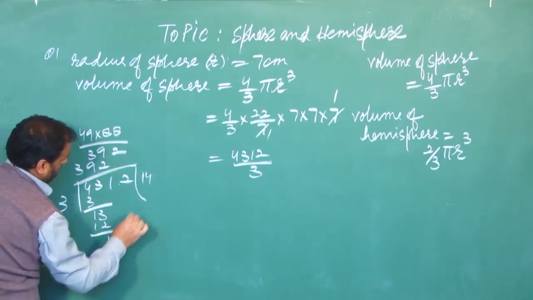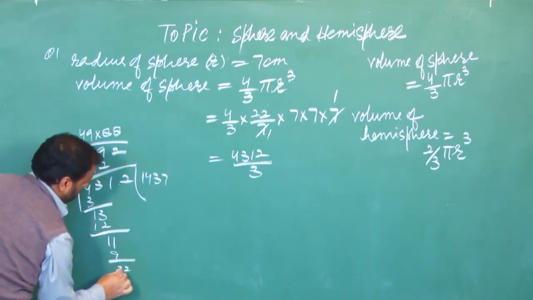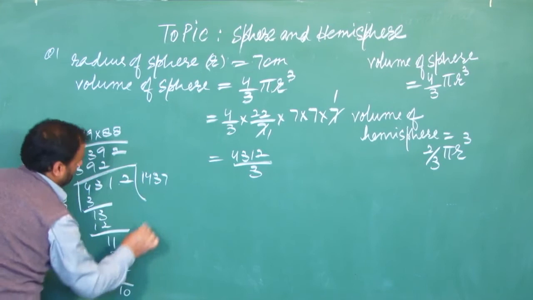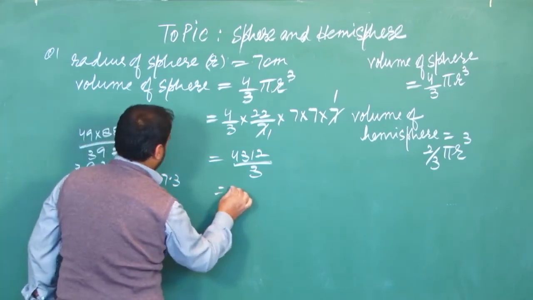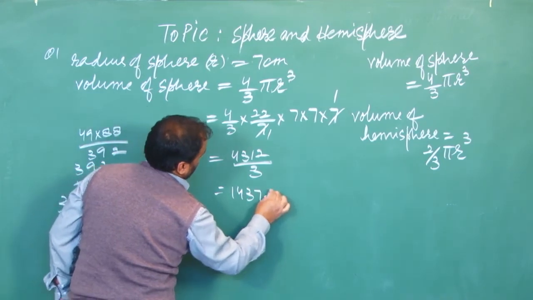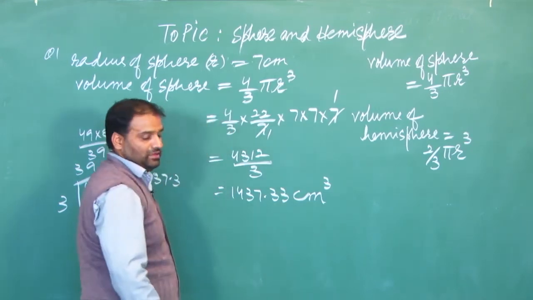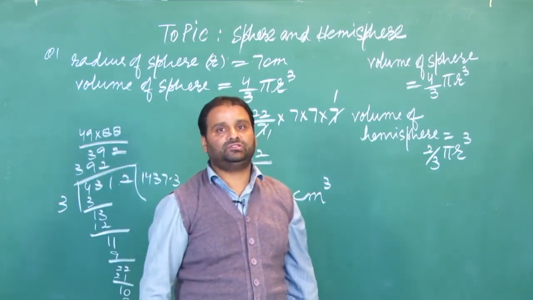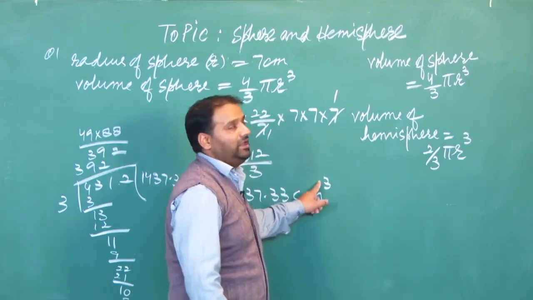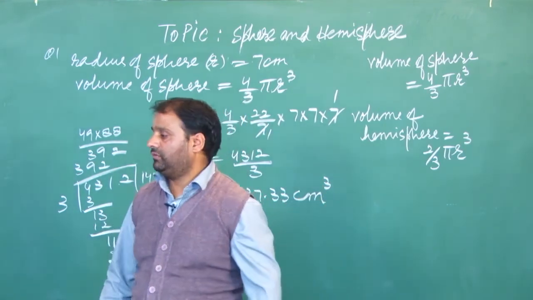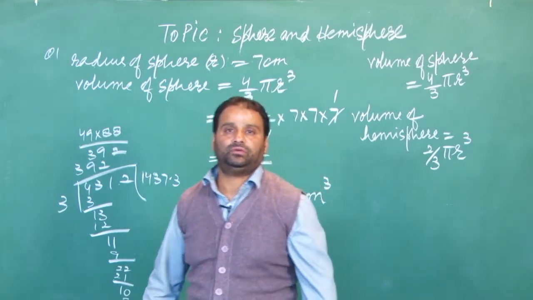On dividing this by 3, we get 1437.33 centimeter cube, because the volume is taken in 3 dimensions, hence the power of the unit will always carry 3. So, the volume of that sphere is 1437.33 centimeter cube.